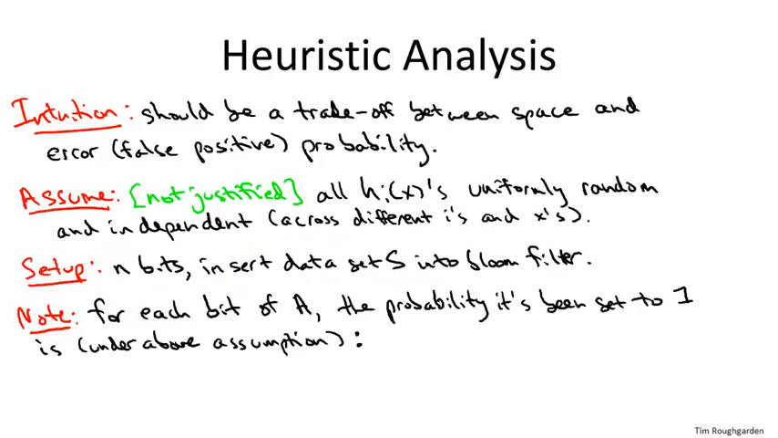So what did we discover? We discovered the probability that a given bit is 1 is 1 minus the quantity (1 - 1/n), where n is the number of positions, raised to the number of hash functions k times the number of insertions, cardinality of S. So that's a kind of messy quantity.